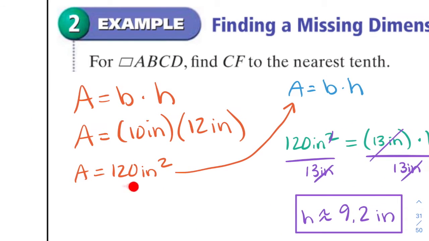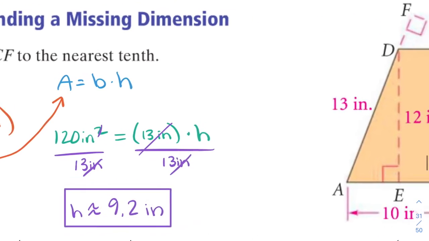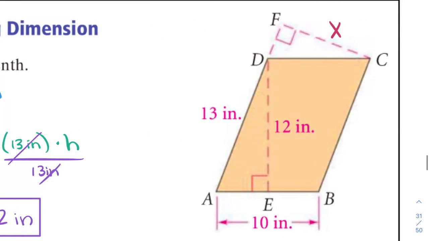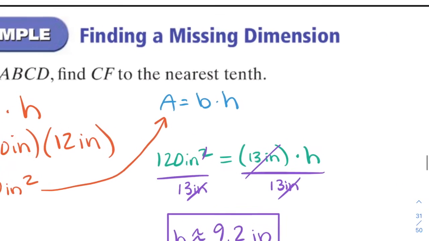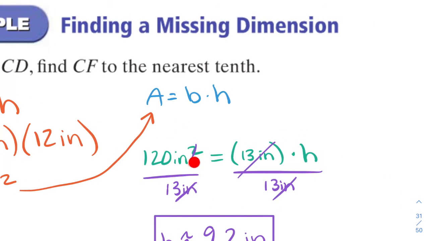inches squared. But what I want to do is I want to change my point of view. I want this now to be the base, and I want to know what the height is. So let me put in x as my height for variable, or just leave it h, and then do 13 for my base and work backwards. So 120 inches squared equals base times height, which base is 13. Divide both sides by 13 inches, and you get about 9.2 inches.